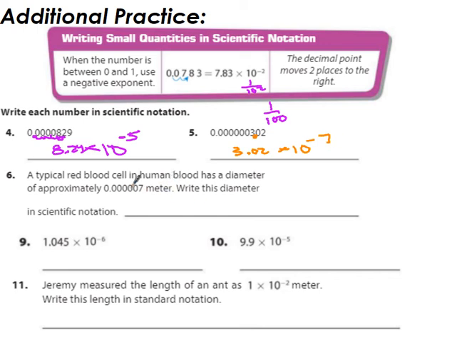Try this one. A typical red blood cell in human blood has a diameter of approximately that many meters. Write the diameter in scientific notation. So my decimal is going to end up here. So I'm going to have 7 times 10 to a negative exponent. And I moved over 1, 2, 3, 4, 5, 6 times. So it's negative 6.